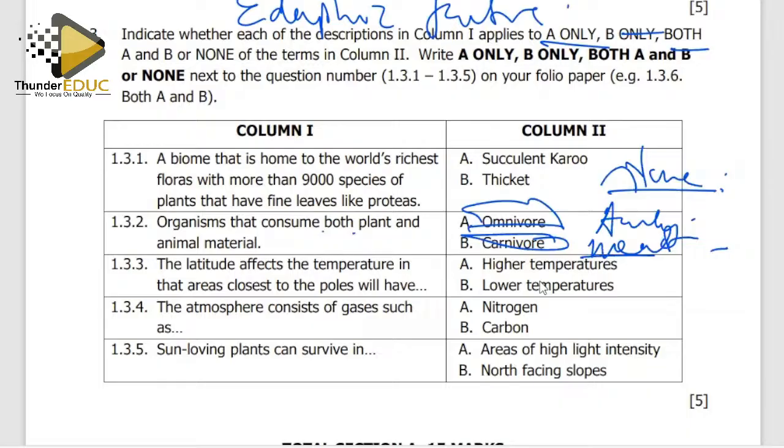Affect closest to the pole. Oh, to the poles. The poles, meaning the northern hemisphere or southern hemisphere, will have the lowest temperature. So the answer is B only.